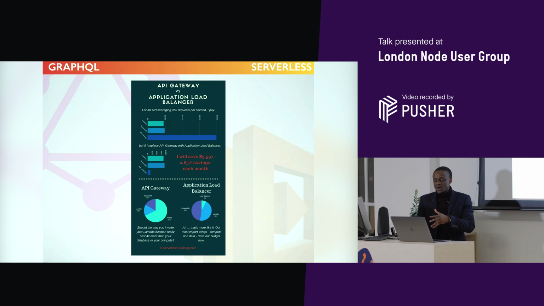The good thing is AWS introduced a feature where you can reroute routes from a load balancer to Lambda functions and so forth. So it's something to consider: if you have a high volume of requests, it's probably best to do that.